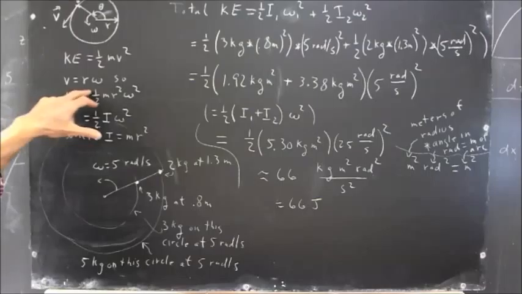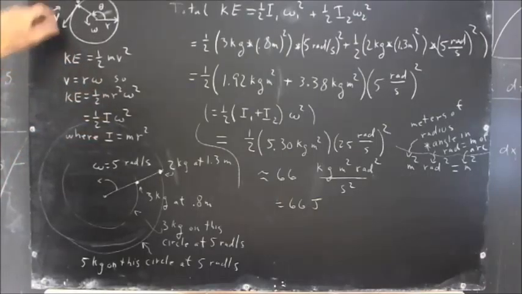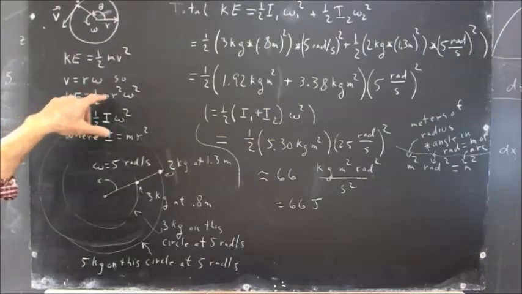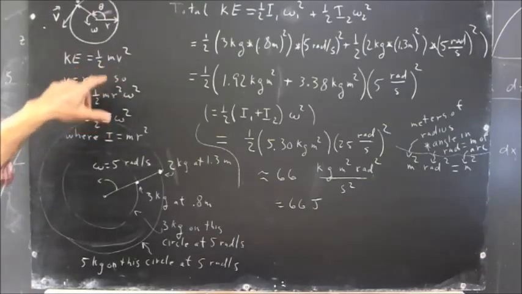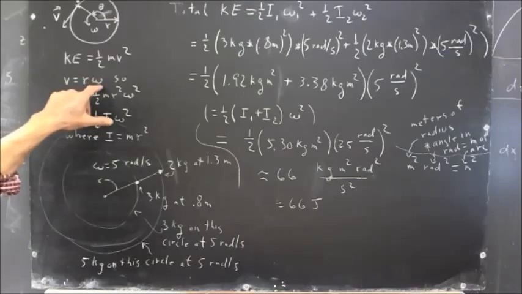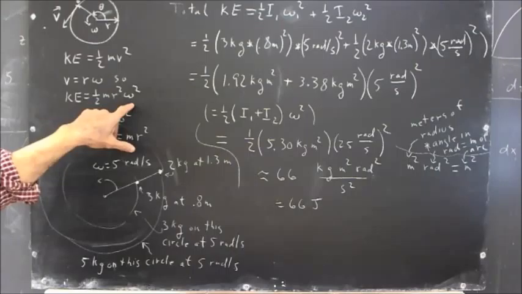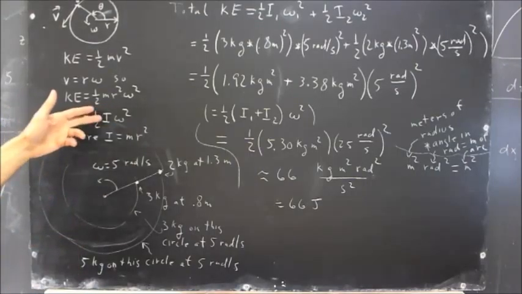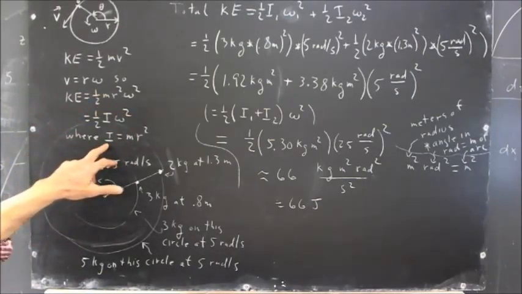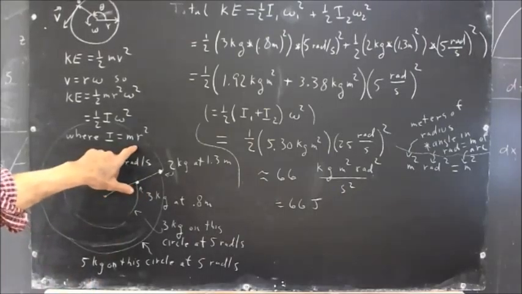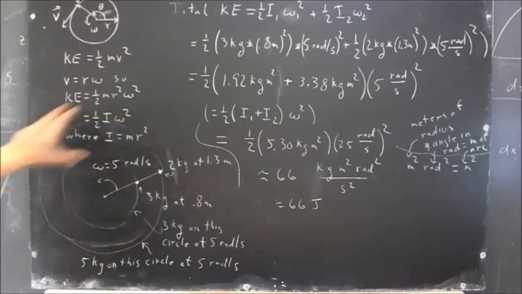Its velocity is r omega. That's the magnitude of its vector velocity. So its kinetic energy is 1/2 mv squared, which is v being r omega, which is then 1/2 mr squared omega squared. And that's what we call 1/2 I omega squared, where I is mr squared. So I being mr squared, let's think about these two objects.